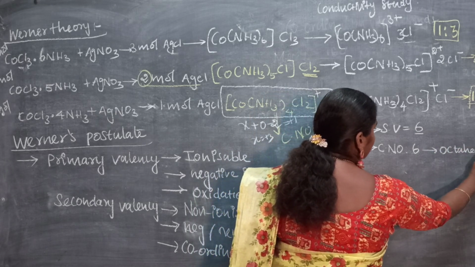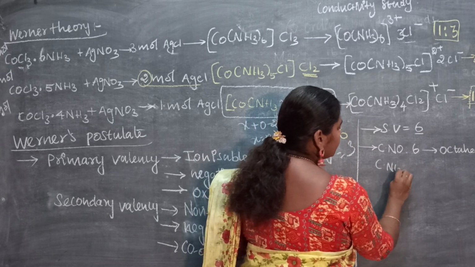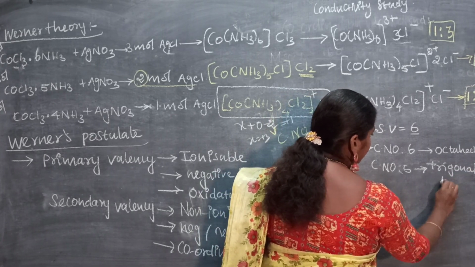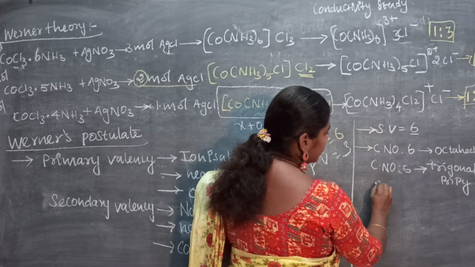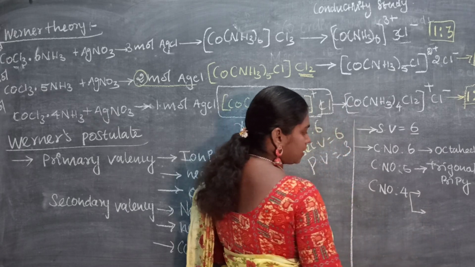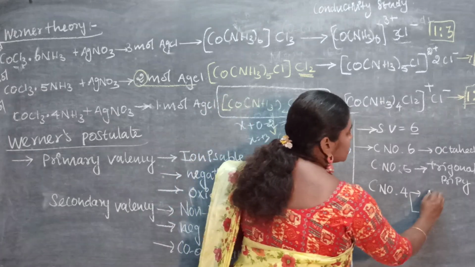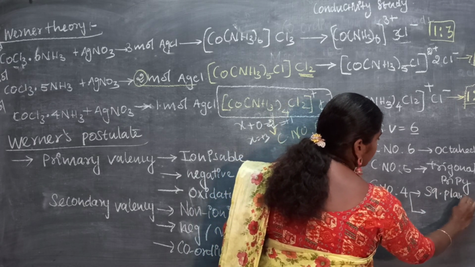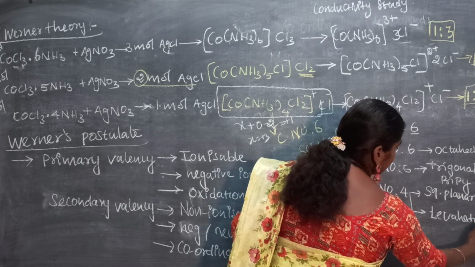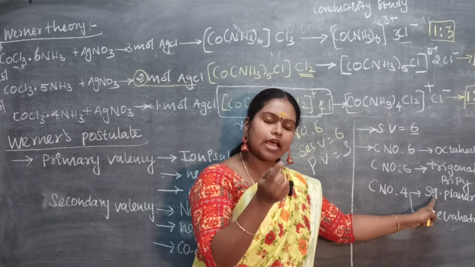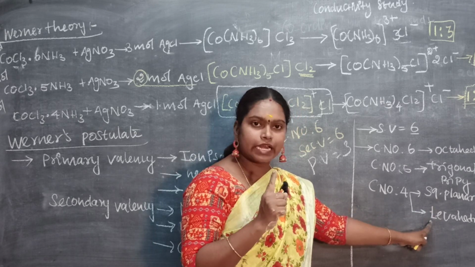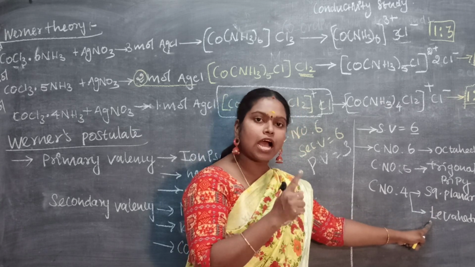Octahedral. If the coordination number is 5, it belongs to trigonal bipyramidal geometry. Then if the coordination number is 4, there are 2 possibilities. Sometimes it is obtained as a square planar complex. Sometimes it is obtained as a tetrahedral complex. Okay, I will explain in the upcoming topics when we get a square planar complex and when we get a tetrahedral complex.